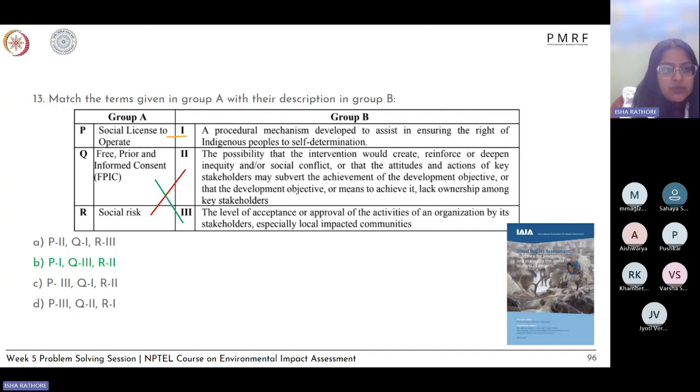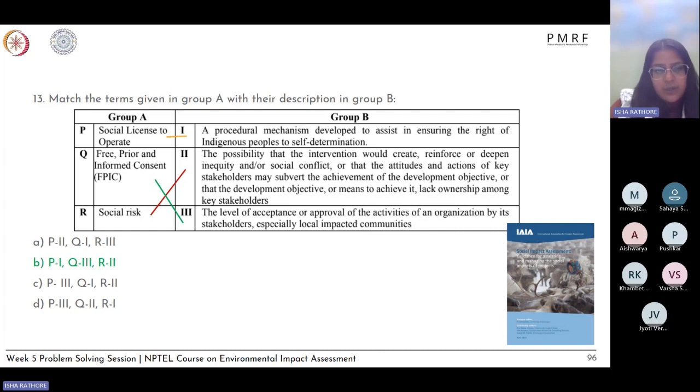Then free, prior, and informed consent, or the FPIC, is the level of acceptance or approval of activities of an organization by its stakeholders, especially local impacted communities. So Q matches with 3. And R, which is social risk, looks at the possibility that the intervention would create, reinforce, or deepen inequity and/or social conflict, or that the attitudes and actions of key stakeholders may subvert the achievement of the development objective, or that the development objective or means to achieve it lack ownership among the key stakeholders. So there's a social risk associated with that intervention. So R matches with 2.